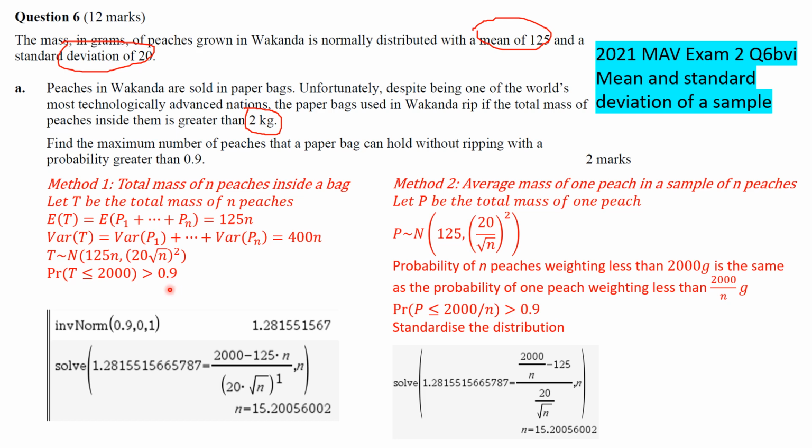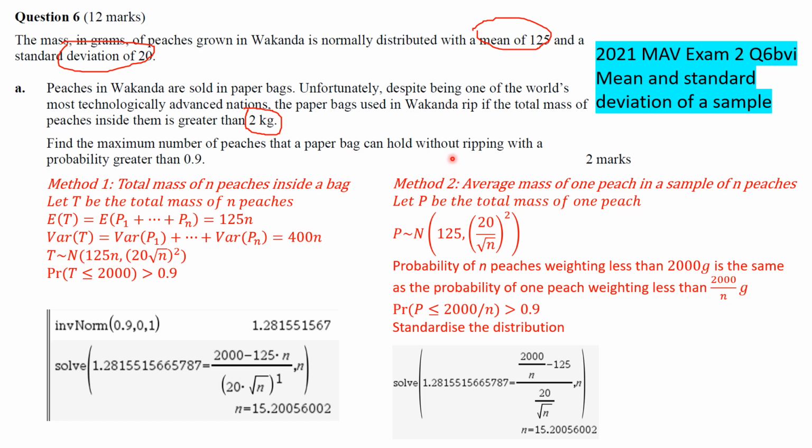So firstly, you got to standardize the distribution, where the mean is 0 and the standard deviation is 1. And then you do inverse norm to work out these limits. The way we standardize like this: you take the mass, minus the mean mass, and divide it by the standard deviation. And then from there you can solve for n.